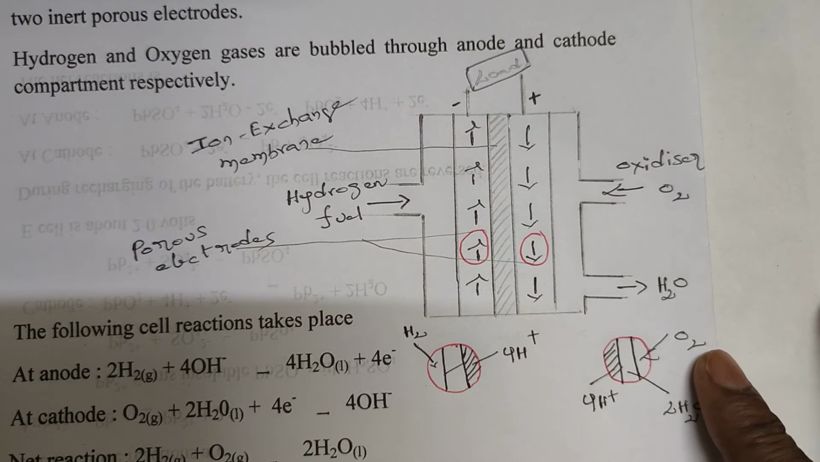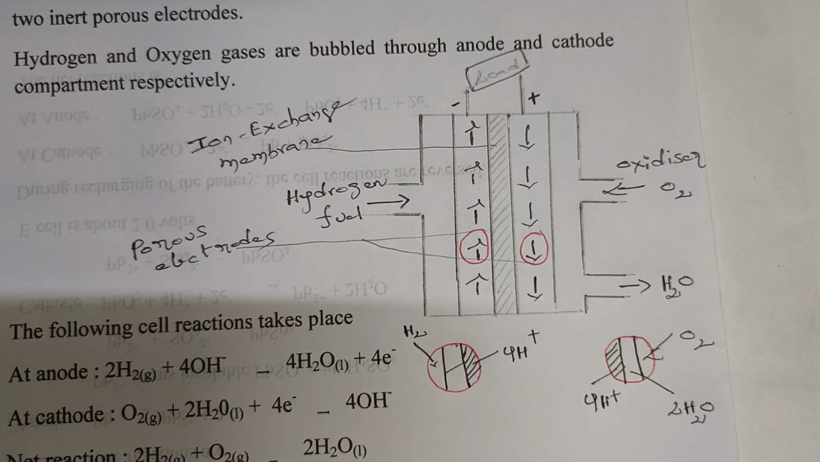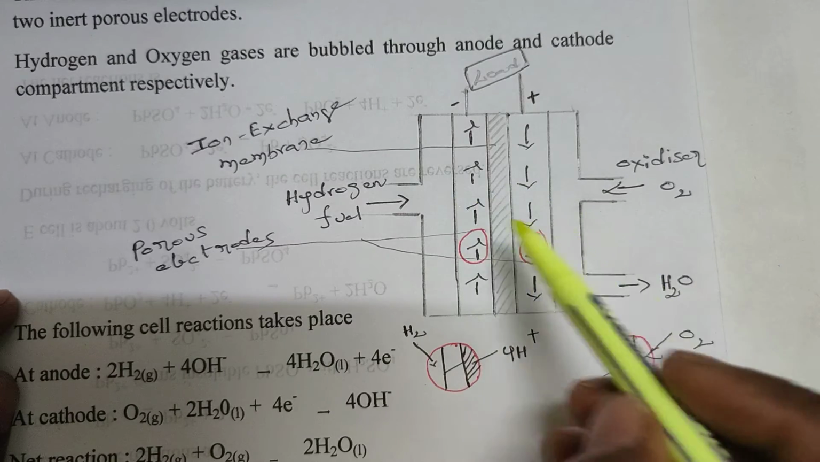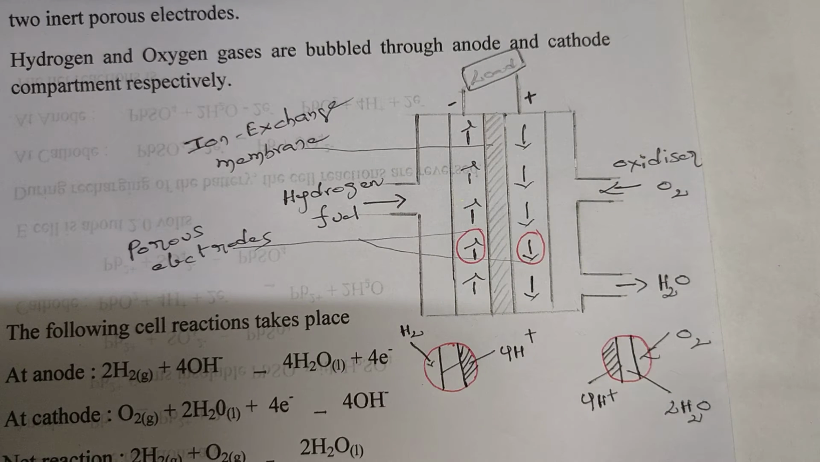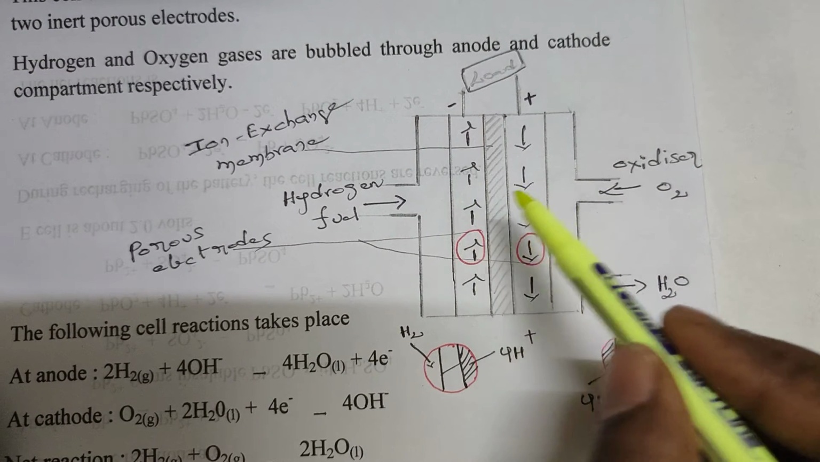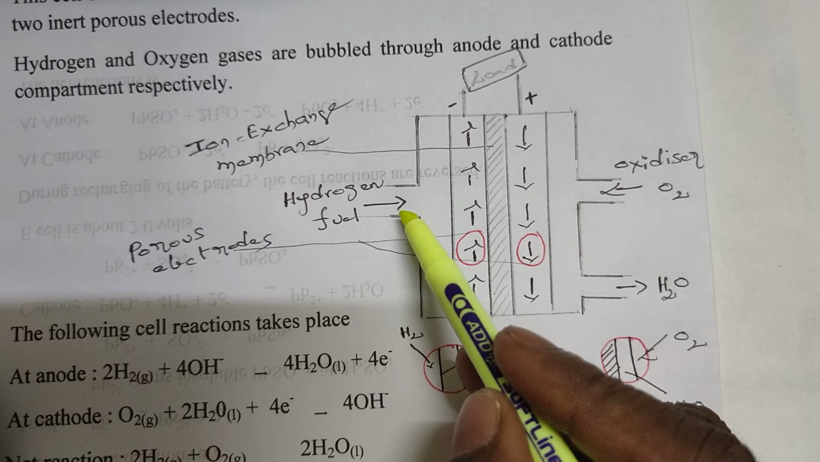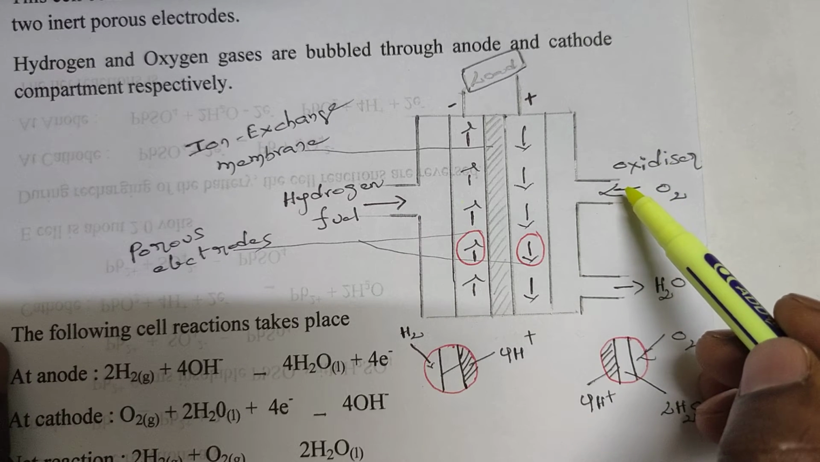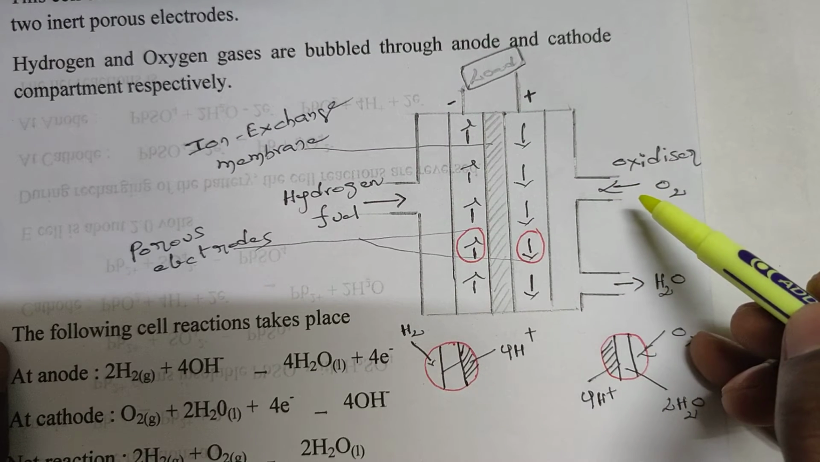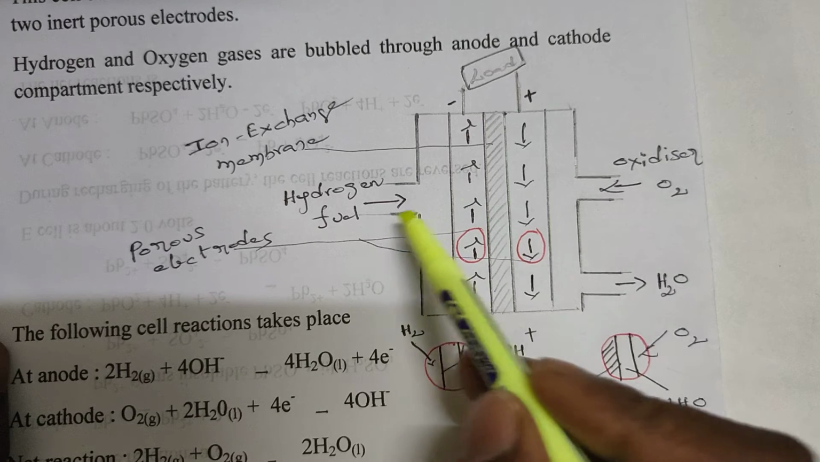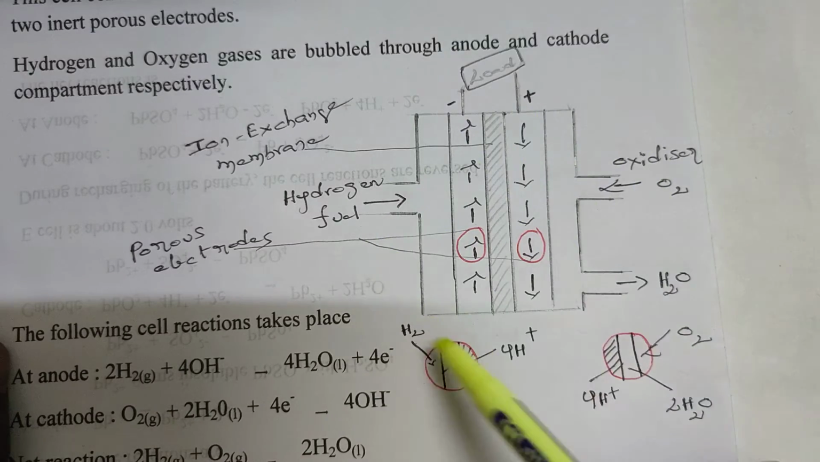A fuel cell contains mainly two porous electrodes, having pores. One electrode acts as anode and another electrode acts as cathode. From one side we should supply fuel, and for burning of the fuel, from another side we should supply oxidant. So always the fuel acts as anode and the oxidant acts as cathode. That is the construction of a fuel cell.